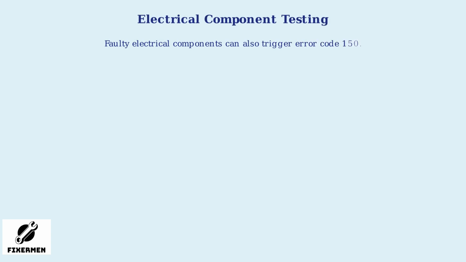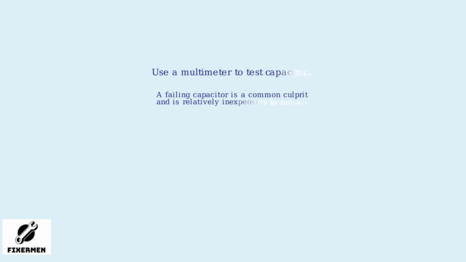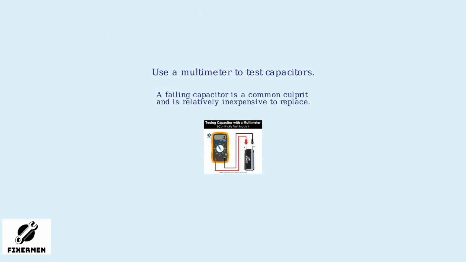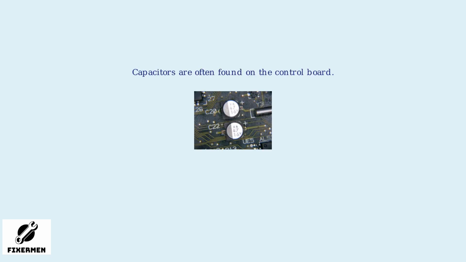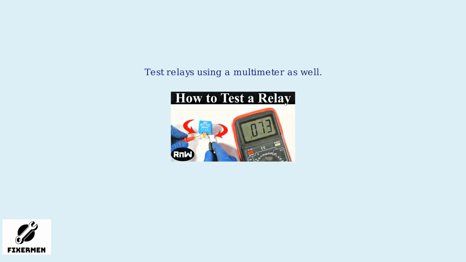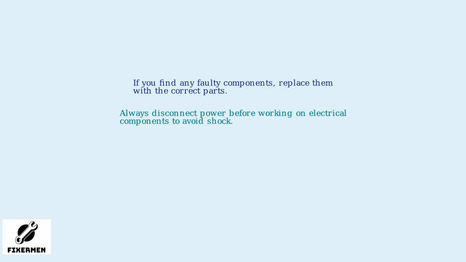Faulty electrical components can also trigger error code 150. Use a multimeter to test capacitors. A failing capacitor is a common culprit and is relatively inexpensive to replace. Capacitors are often found on the control board, as shown here. Test relays using a multimeter as well. Check wiring connections for corrosion or damage. If you find any faulty components, replace them with the correct parts. Always disconnect power before working on electrical components to avoid shock.